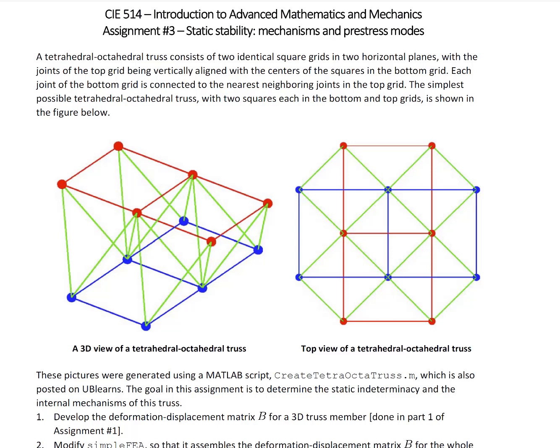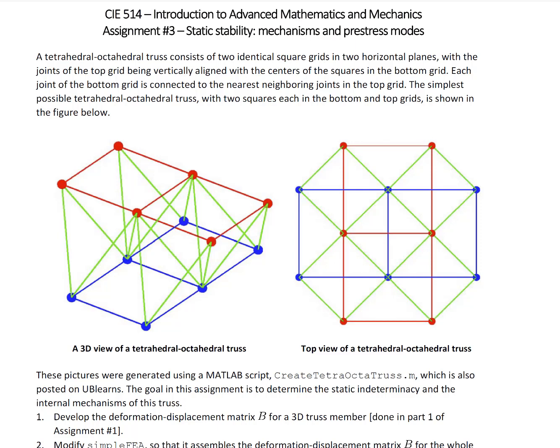This assignment focuses on linear algebra. In particular, we look at how linear algebra can be used to examine the B matrix, which we're familiar with now, to get various important properties of structures. We've probably learned in undergraduate statics about concepts like static determinacy and stability.